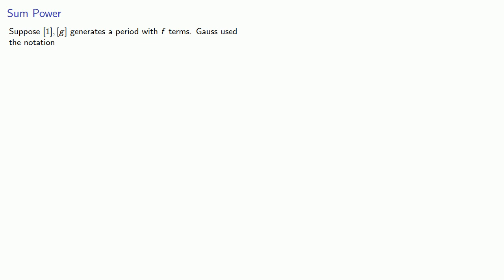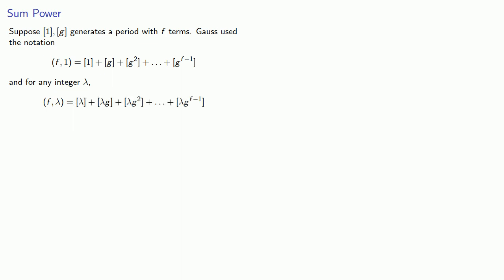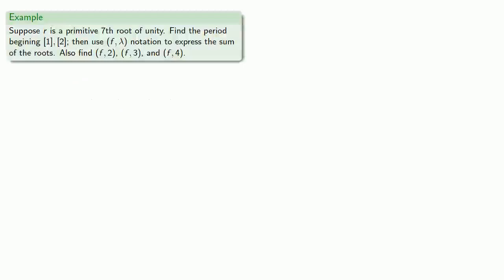So suppose bracket 1, g, generates a period with f terms. Gauss used the notation f, 1 is the sum of those terms, and f, lambda will be the sum where all of our indices are multiplied by lambda. For example, suppose R is a primitive seventh root of unity. Let's find the period beginning bracket 1, 2, then use our f, lambda notation to express the sum of the roots. Also, let's find f, 2, f, 3, and f, 4.